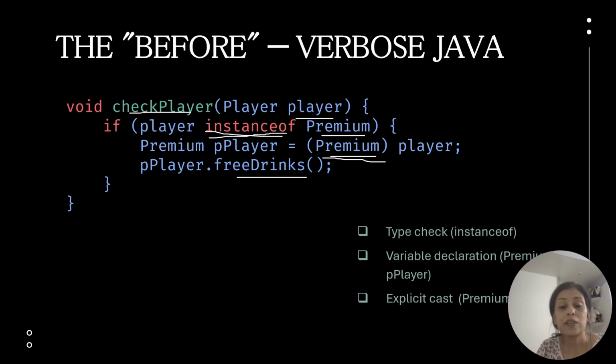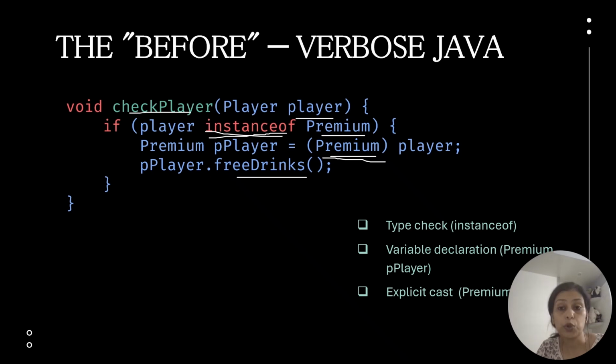The pain that we developers have to go through: check the type of the object using instanceof, then declare a variable, and then cast it, provide an explicit cast. Three lines of boilerplate, one line of actual logic.